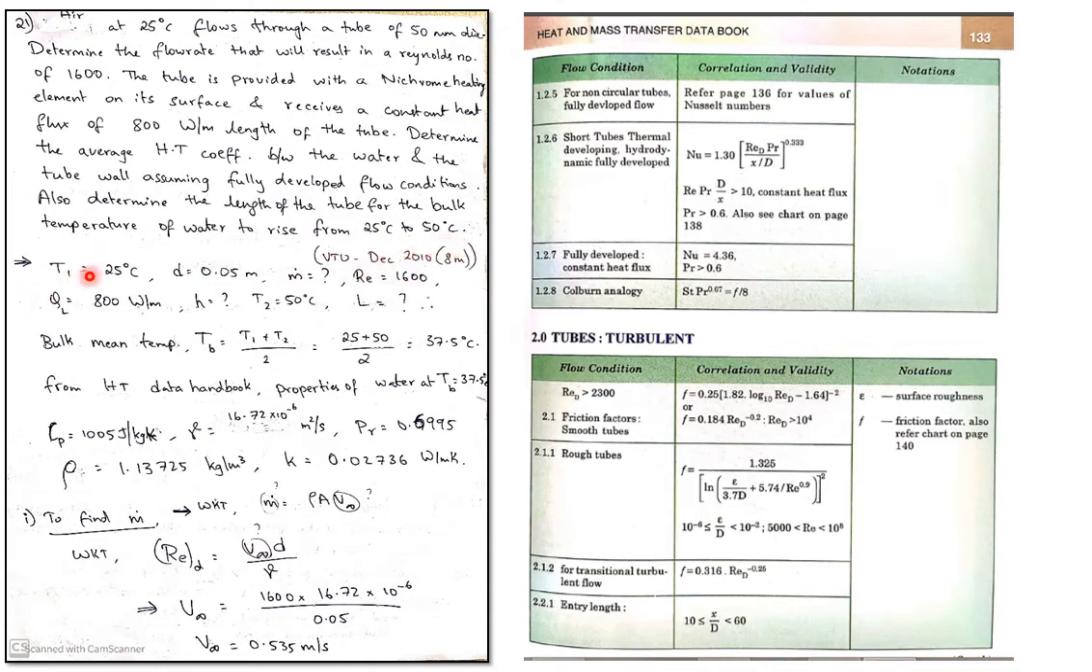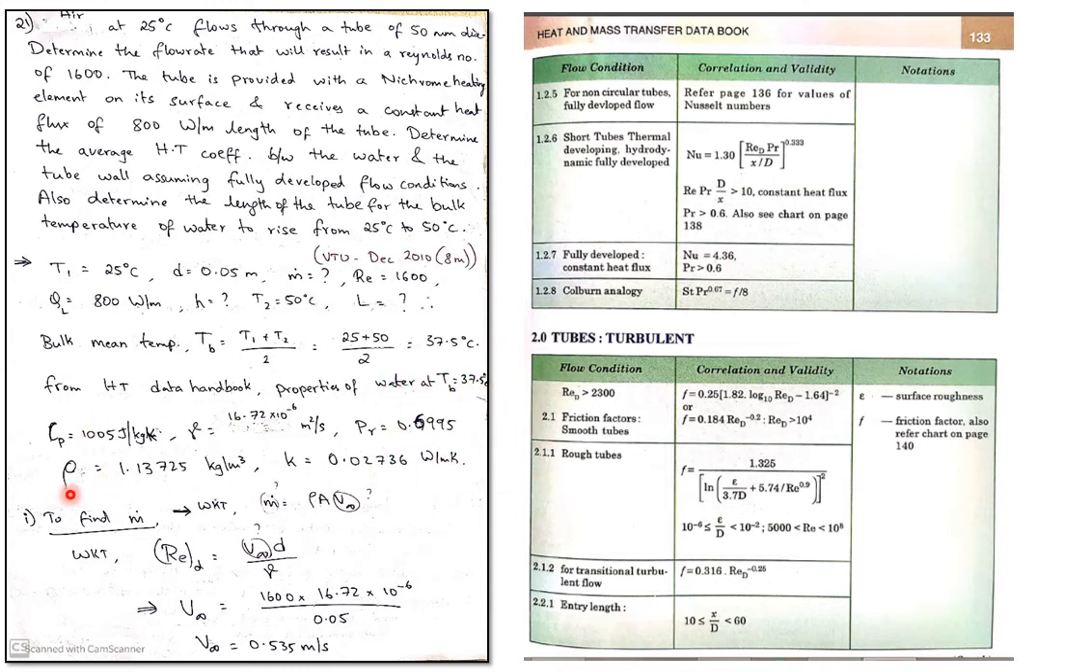Let's say what is given: T1, the fluid inlet temperature, is 25 degrees Celsius. Next is D, the diameter of the tube. The mass flow rate you need to find with respect to the Reynolds number 1600. Next, the heat flux per meter length is given, so you can take 800 watt per meter. T2, the outlet temperature, is also given. Next is the bulk mean temperature, Tb equals (T1 plus T2) by 2. You need to find the bulk properties with respect to Tb, which we will get from the data handbook.